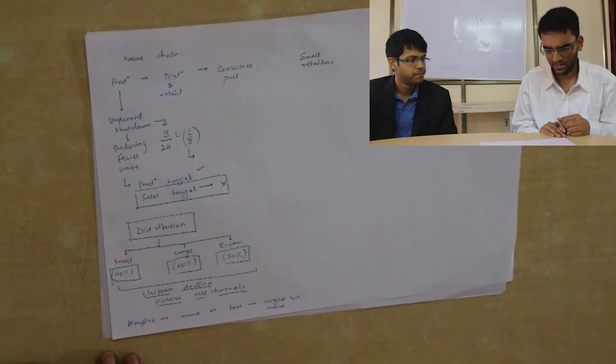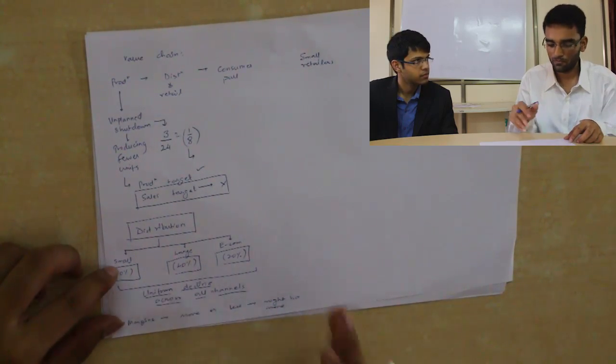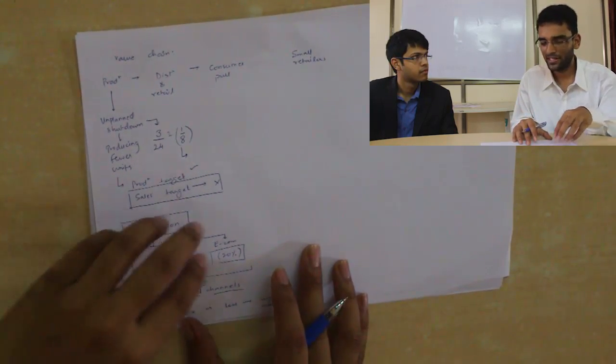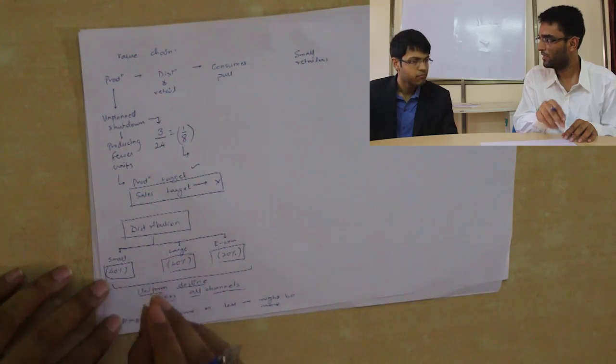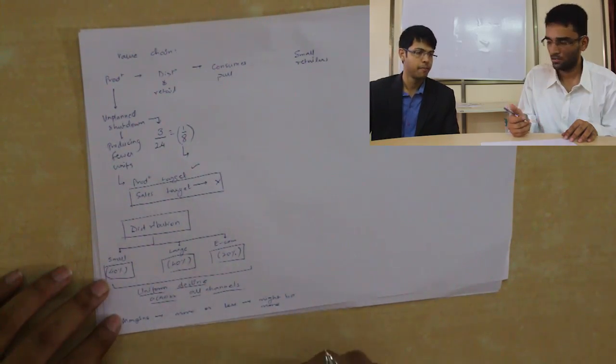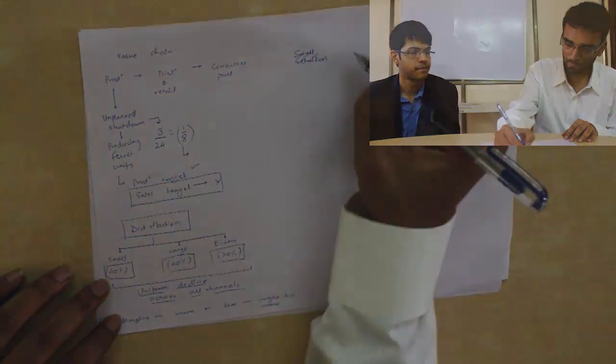Fine. So I think all this information leads us to the fact that we can eliminate distribution as a bottleneck and we can move on to consumer pull. Is that okay? Yeah, I think that's a good idea.